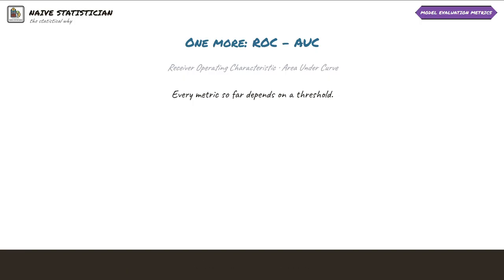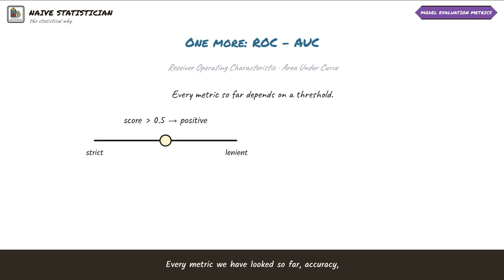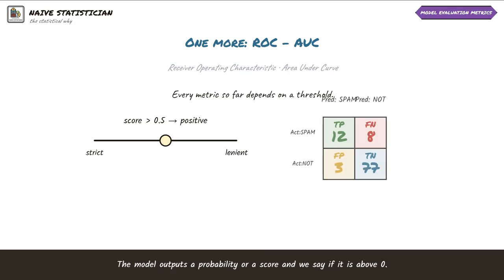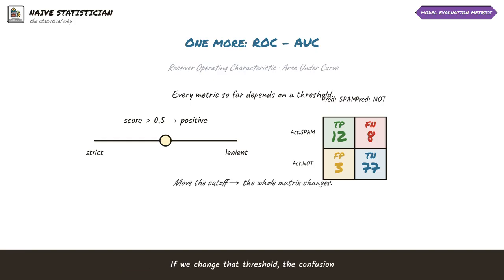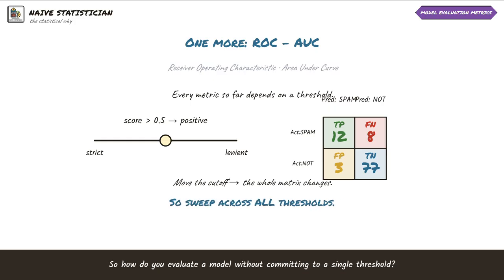Here is the problem it solves. Every metric we have looked at so far, accuracy, precision, recall, F1, depends on a decision threshold. The model outputs a probability or a score and we say if it is above 0.5, call it positive. If we change that threshold, the confusion matrix changes and every metric changes with it. So how do you evaluate a model without committing to a single threshold?